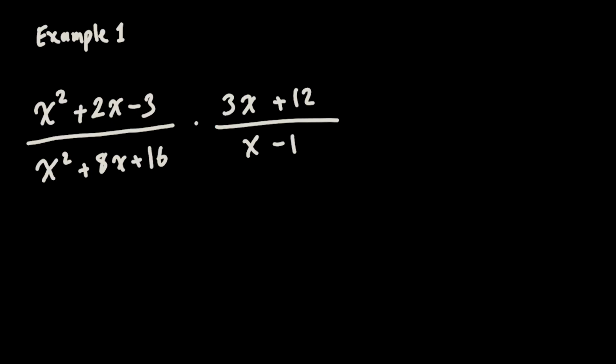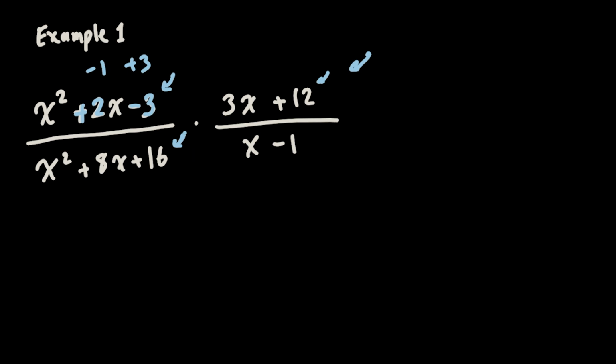Let's see an example. In this example, we want to multiply these two fractions. The first step is to factor. We want to factor this, and factor this. Here we have plus 2, so we want two numbers whose sum is plus 2 and whose product is minus 3. If you search, you'll find that the two numbers are minus 1 and plus 3.